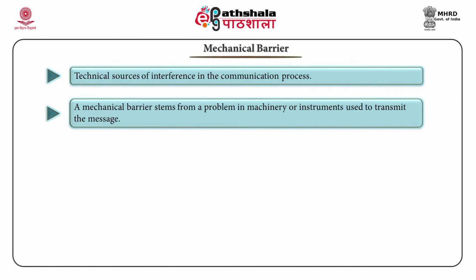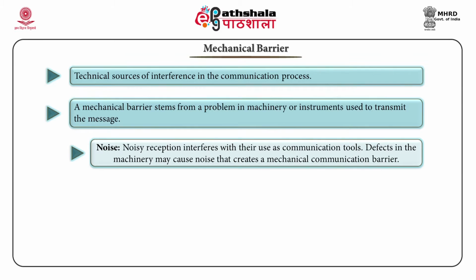Examples of mechanical communication barriers are noisy communication machines or instruments, absence of means of communication instruments, transmission interruption, and power failure. The first mechanical barrier that we see here is noise. Mechanical instruments and machines require constant maintenance. Over time and with regular use, their ability to properly function breaks down. Noisy reception interferes with their use as communication tools. Defects in the machinery may also cause noise that creates a mechanical communication barrier.